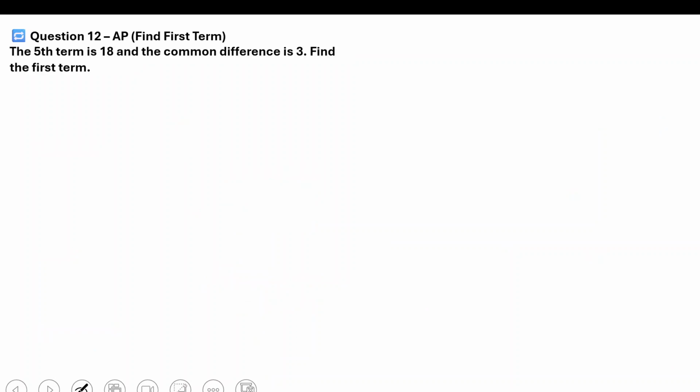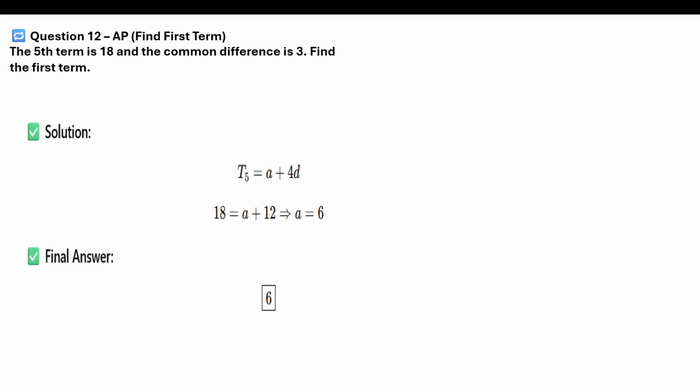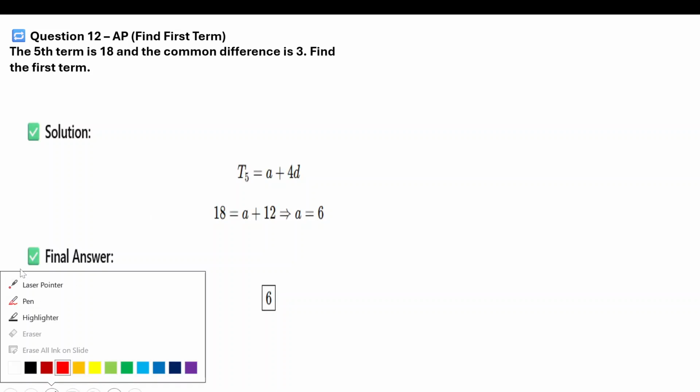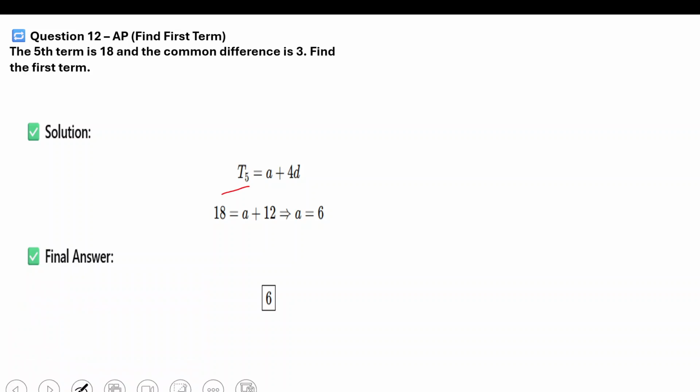Okay, so number 12 says the fifth term is 18 and the common difference is 3. Find the first term. So this is simple. As you can see, the fifth term is 18 and the common difference is 3. So if you put 3 here, 3 times 4 will give us 12. So 18 is equal to A plus 12. I can subtract 12 from both sides. A will now be equal to 6.